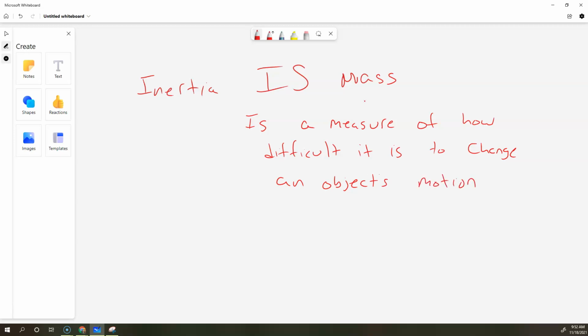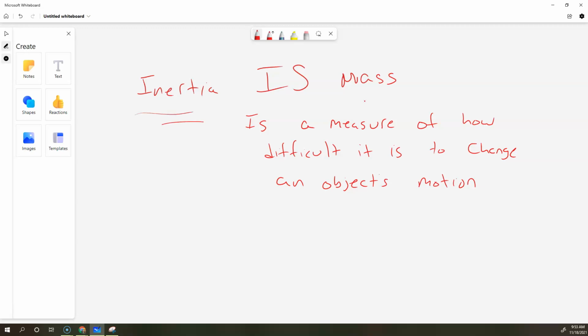A measure of how difficult it is to accelerate an object. Inertia is mass. You haven't learned about momentum probably yet if you're watching this video. Momentum, you've heard of, oh, we're really building momentum. Momentum is a measure that has to do with motion. In order to have momentum, you must have motion.